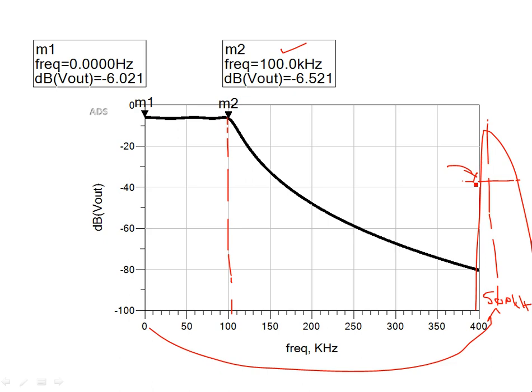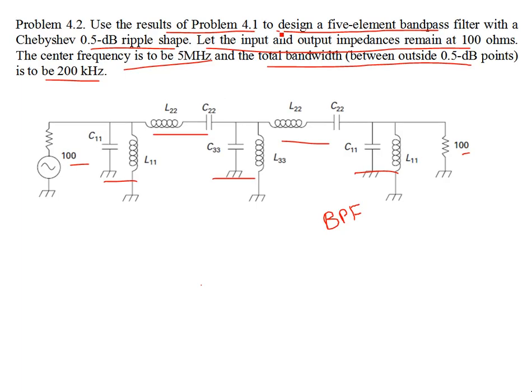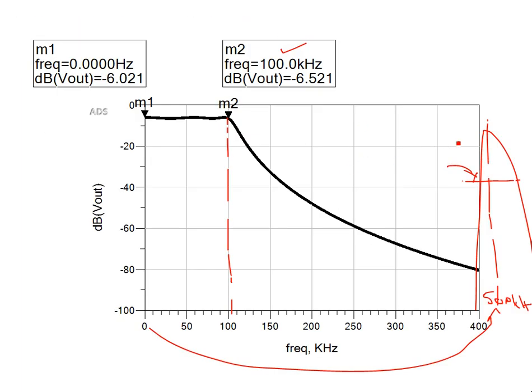How much was it? It was 5 megahertz. Sorry, it's 5 megahertz. So the center is 5,000 kilohertz, then that means this is going to be 4.9 megahertz, and then the other 3 dB point is going to come at 5.1 megahertz.